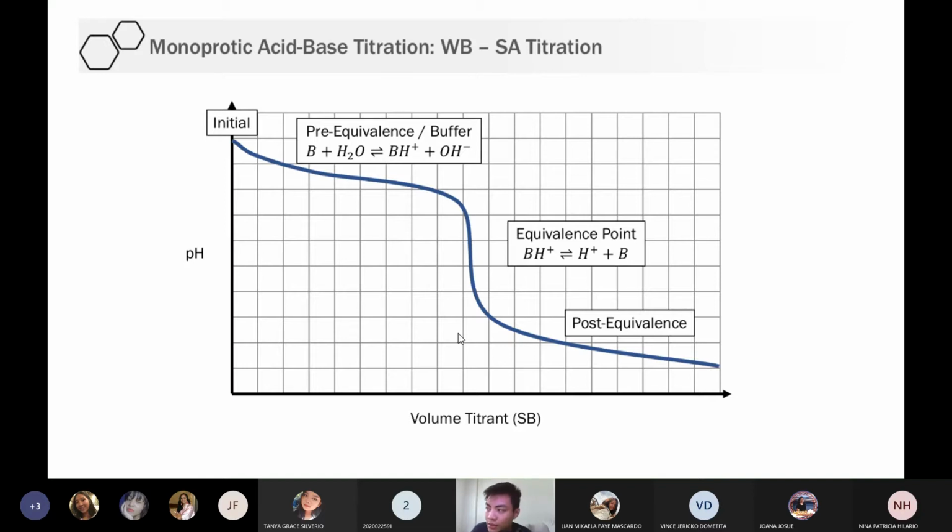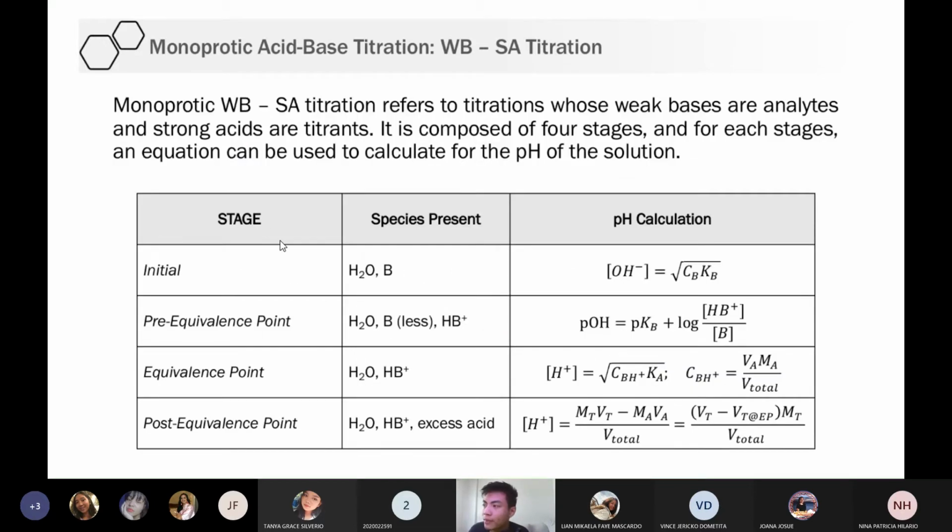And then we have the equivalence point and the post-equivalence. So we will go through the equations one by one: initial, pre-equivalence, post-equivalence, the species present, and the equations. Initially, we have a base. Of the species, the one that contributes to the pH of the solution is the weak base.